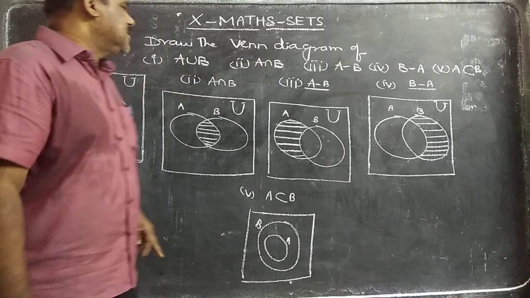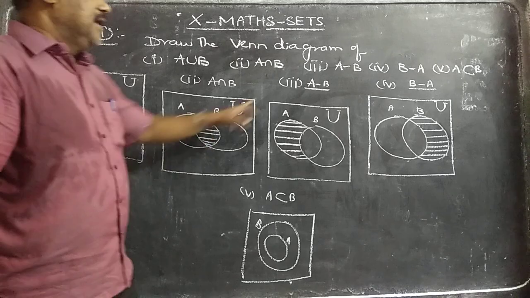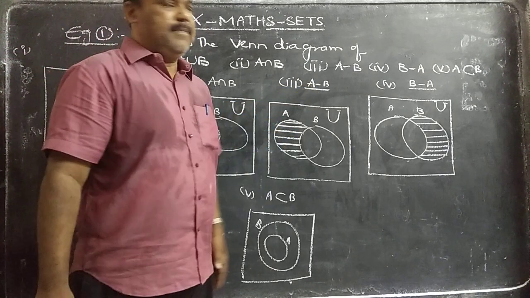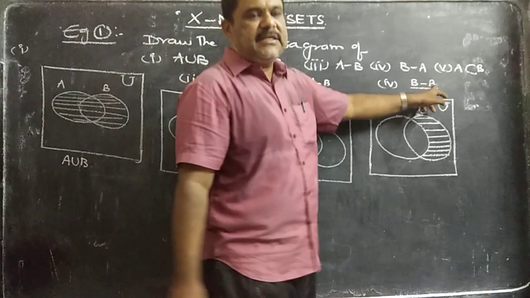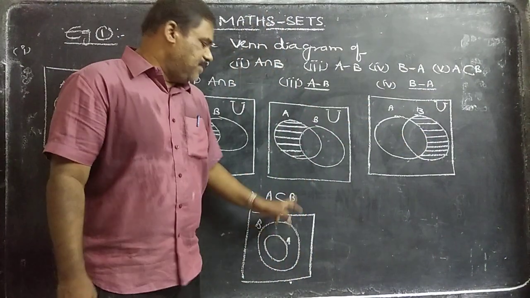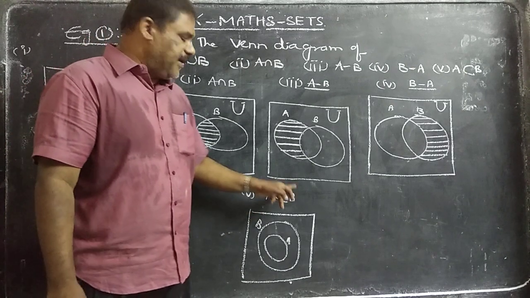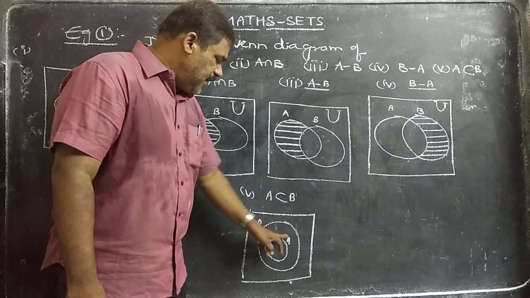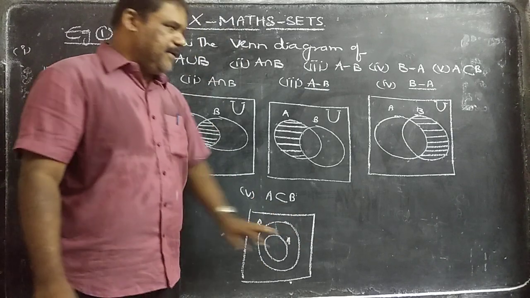A intersection B means the common region. A minus B means the region which is in A but not in B. B minus A means the region which is in B but not in A. A is subset of B means if every element of A is in B, we say that A is subset of B. So every element of A should be inside B.